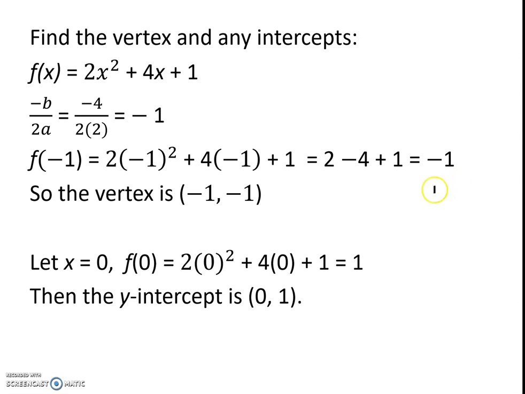We're asked to find the vertex and any intercepts of 2x squared plus 4x plus 1. So we have negative 4 divided by 2 times 2, which is simply negative 1. Plugging negative 1 into our original equation, we find that the y value is also negative 1. So the vertex is at the point negative 1, negative 1. Letting x be 0, f at 0 ends up being 1 when we plug it into the original equation. So the y-intercept then is at 0, 1.